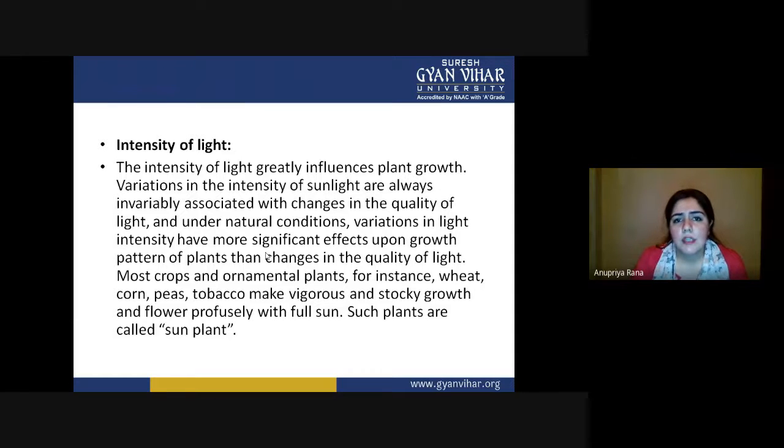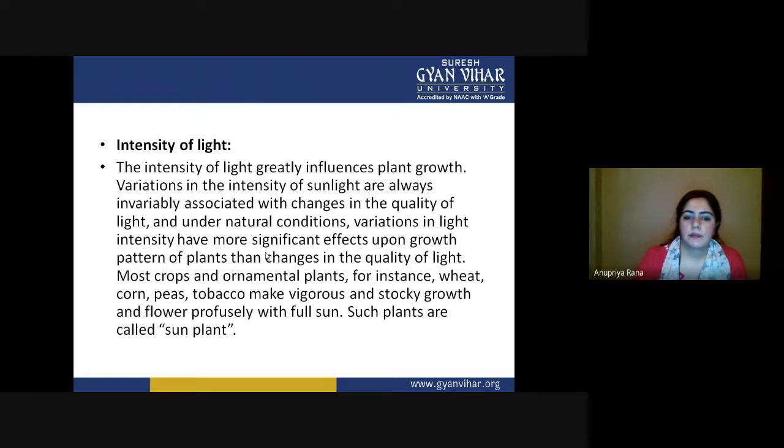Sometimes intensity of light has a very great influence on plant growth. Even if the intensity of the light is very weak, the plant cannot grow in an adequate manner. And if it is very high, then also the plant cannot grow. So basically the intensity of the light should be on a measurable scale so that the plant can grow healthily.